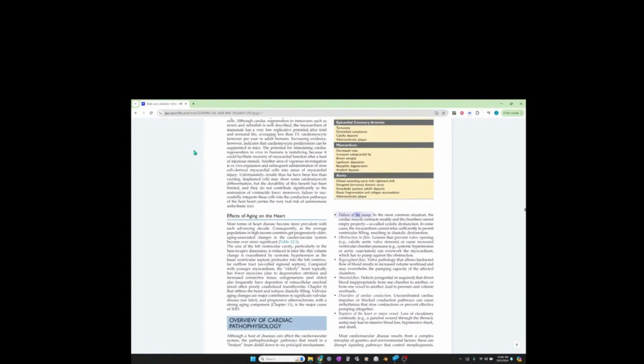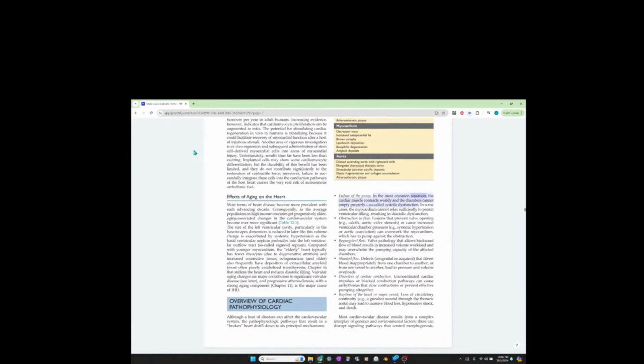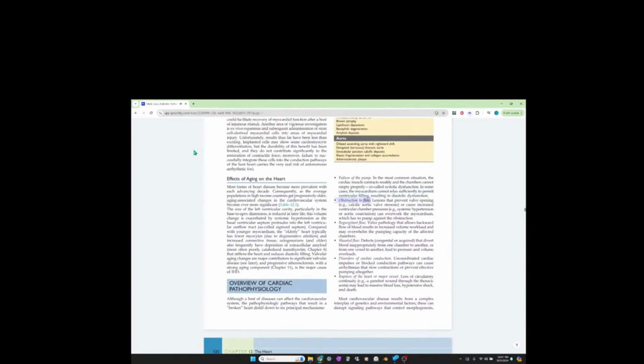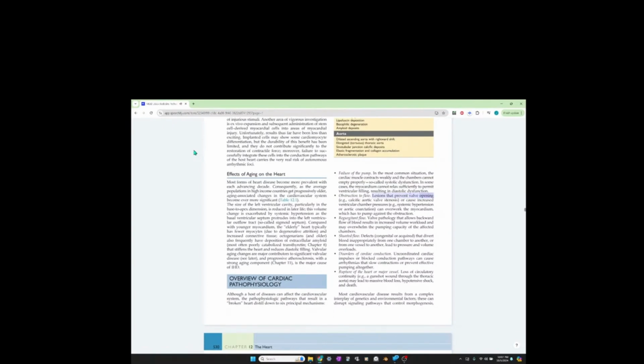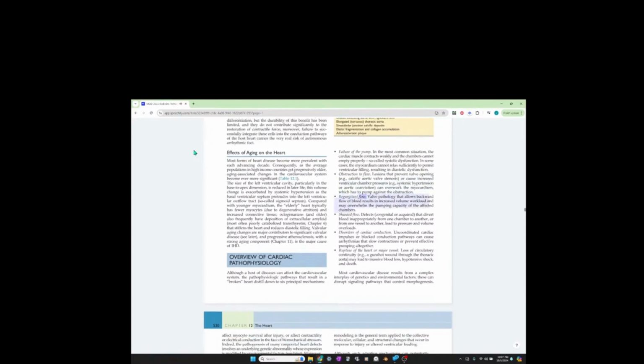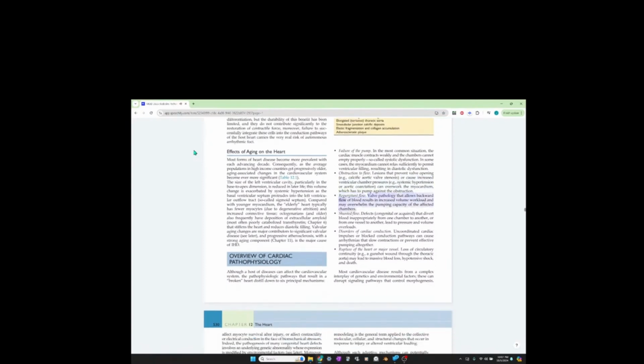Failure of the pump. In the most common situation, the cardiac muscle contracts weakly and the chambers cannot empty properly, so-called systolic dysfunction. In some cases, the myocardium cannot relax sufficiently to permit ventricular filling, resulting in diastolic dysfunction. Obstruction to flow: lesions that prevent valve opening or cause increased ventricular chamber pressures can overwork the myocardium, which has to pump against the obstruction. Regurgitant flow: valve pathology that allows backward flow of blood results in increased volume workload and may overwhelm the pumping capacity of the affected chambers.